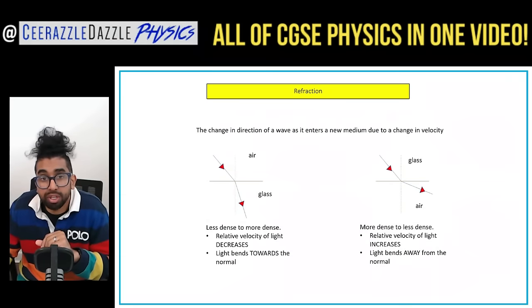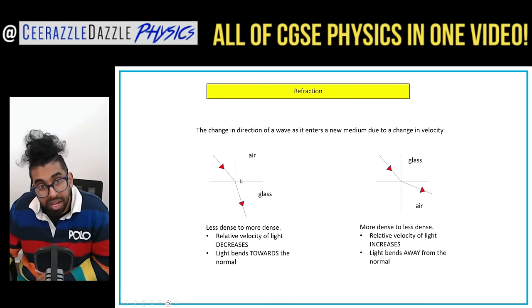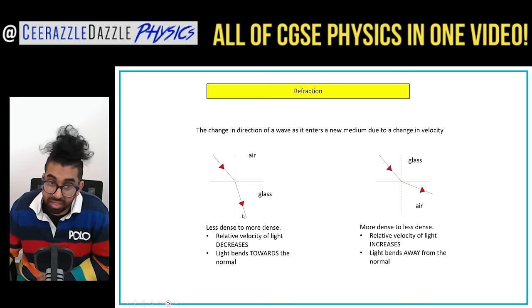Refraction. Refraction is the process in which a wave changes direction as it enters a new medium due to a change in speed. So right now we've got, let's say, a boundary between air and glass. The wave is traveling, hitting it, then going to refract. Yes, it's going to refract over here.